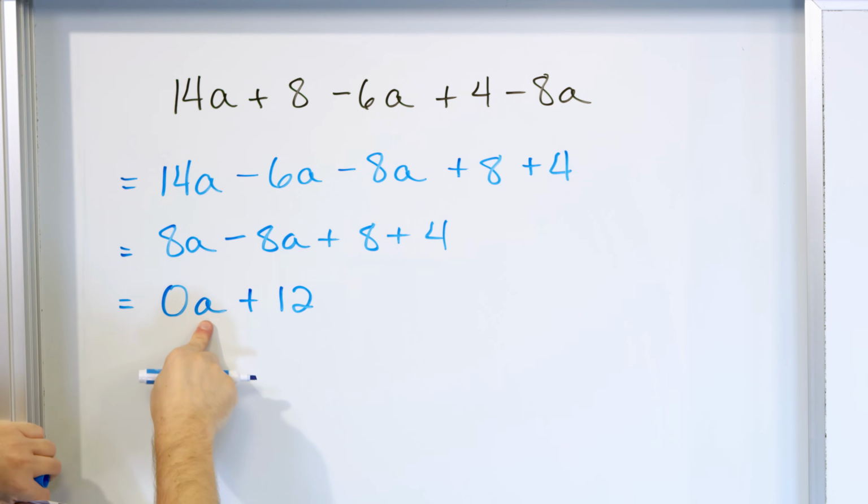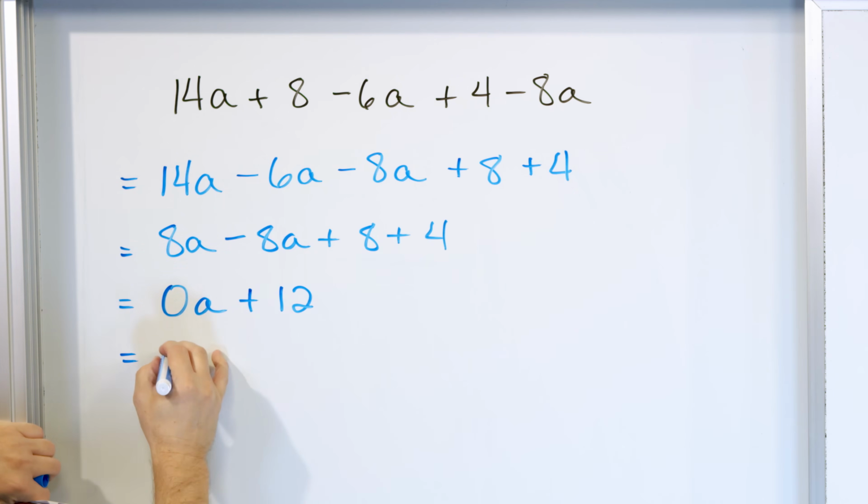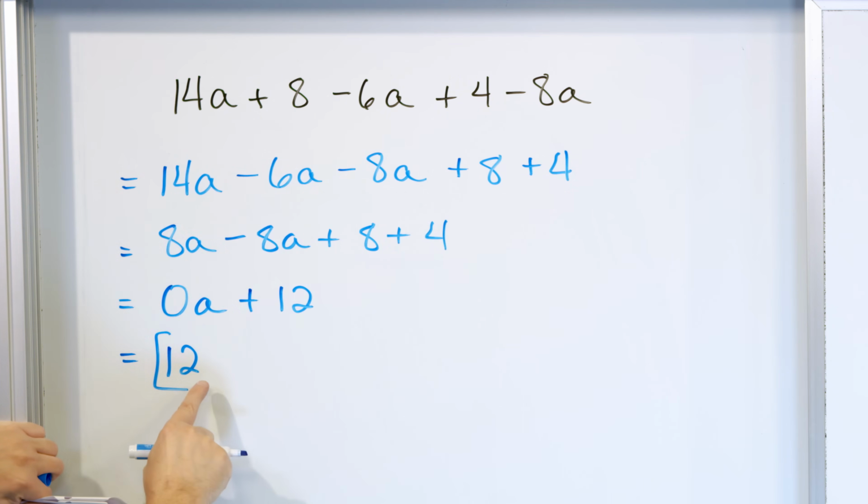Now, what is 0 times a? Remember, a can be a number, but 0 times anything is just 0, so this whole thing just goes to 0. So really all you have is positive 12. That's really the final answer, because this term, 8a minus 8a, just gives you 0, and then the answer you have, 12, has no variable at all.